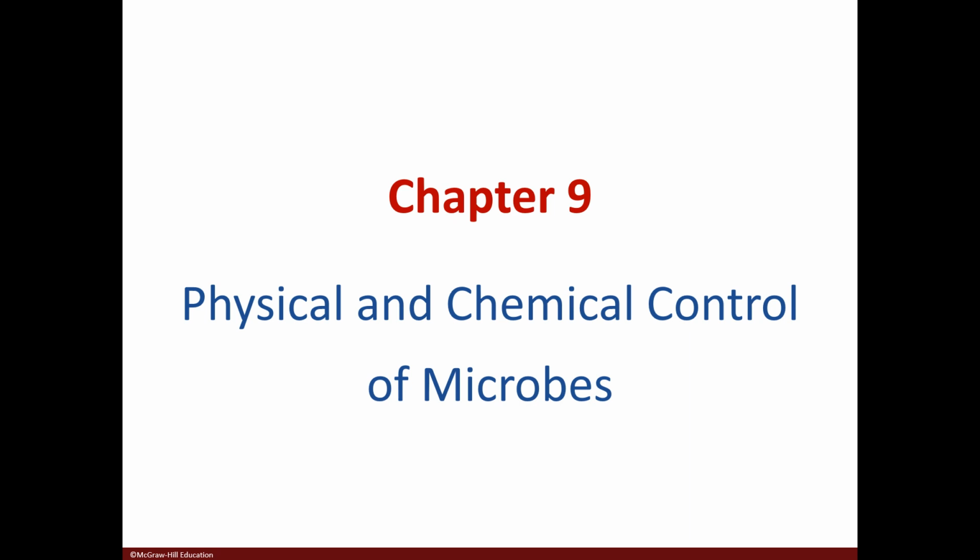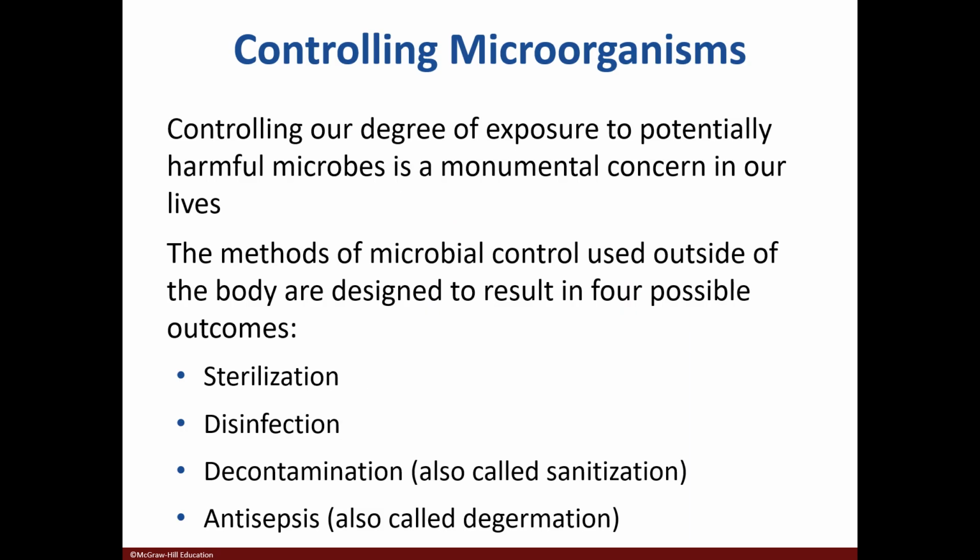In Chapter 9, we will discuss ways to control the growth of organisms. This is something that has been done for centuries and included the burning of clothes and corpses in the times of the ancient Greeks. Controlling the growth of microbes has been something that civilization has been concerned with for centuries. These methods used outside of the body include sterilization, disinfection, decontamination, and antisepsis.